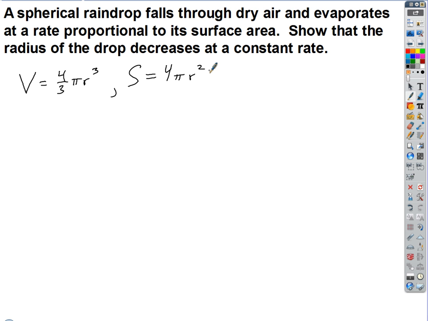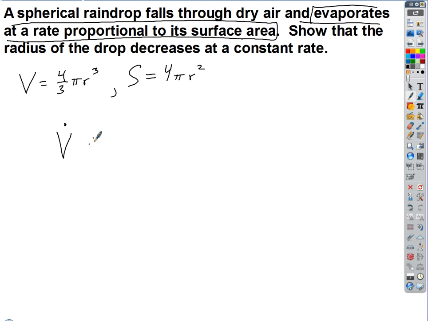Okay. So we have V, we have S, surface area and volume. And we want to show that this is true: that the radius is going to be decreasing at a constant rate. All right, so let's break this into a couple parts here. If they tell us that it evaporates at a rate proportional to its surface area, what does that mean? How do we write a proportionality? That's saying that V dot is proportional to S.